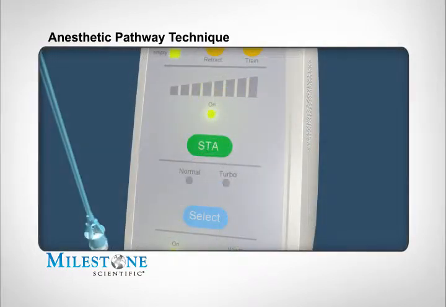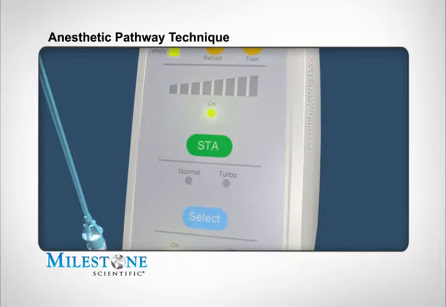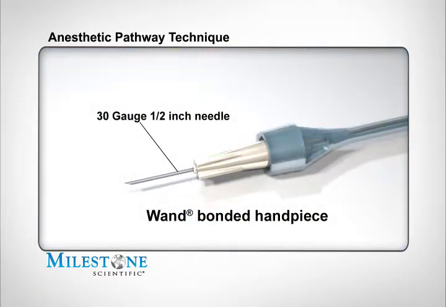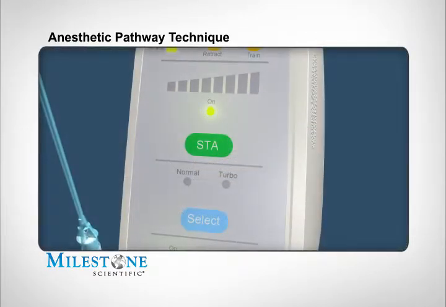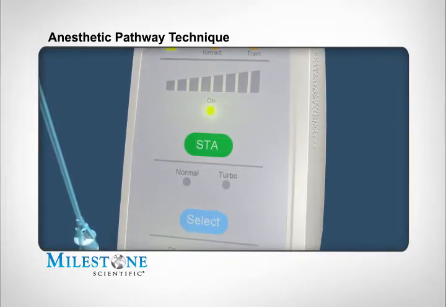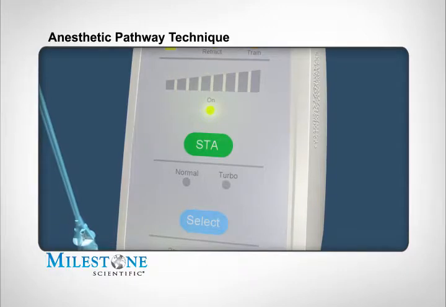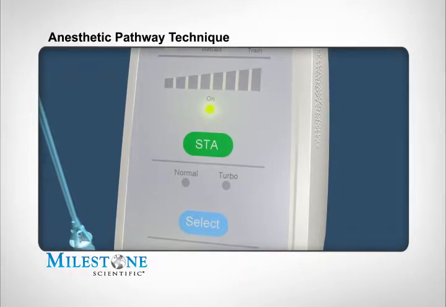Before you begin, verify the STA system is set to the STA mode. It's recommended that you use the 30-gauge half-inch bonded STA wand handpiece when performing the pre-puncture technique in the palate. Please note, it's critical to use the STA mode to ensure that a safe and controlled single flow rate is maintained throughout this injection. Delivering the anesthetic at a faster rate than the control flow rate can result in adverse tissue reactions and/or tissue damage.